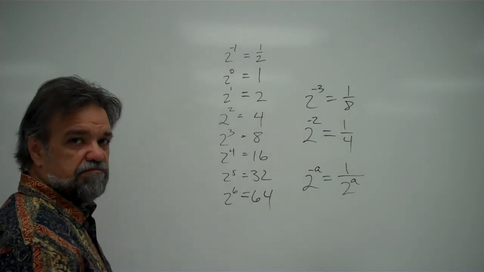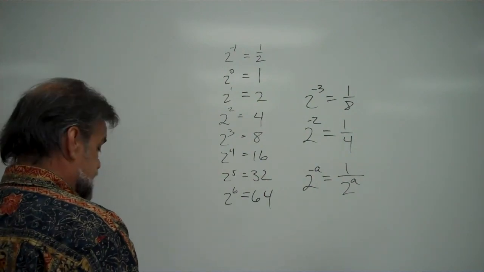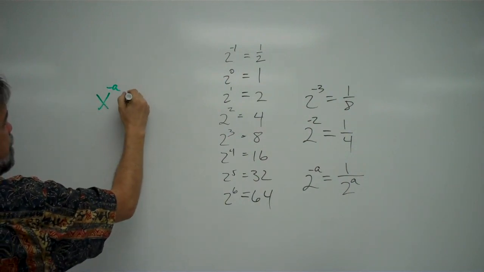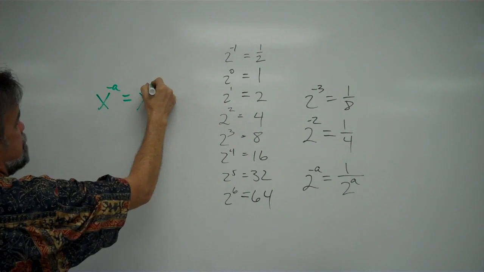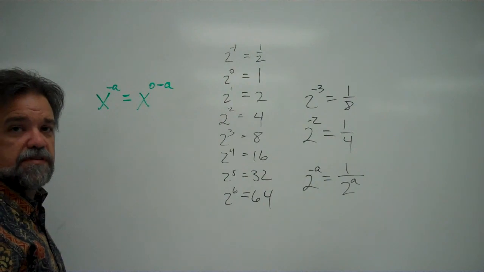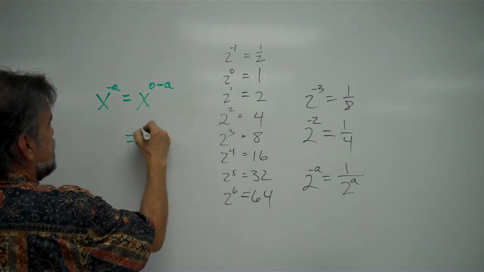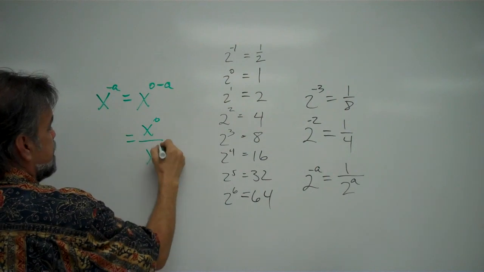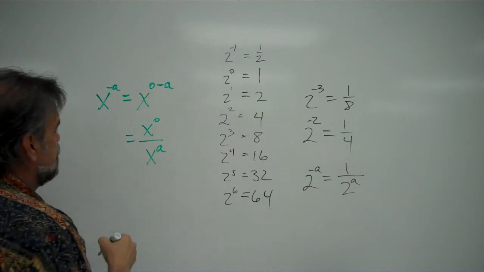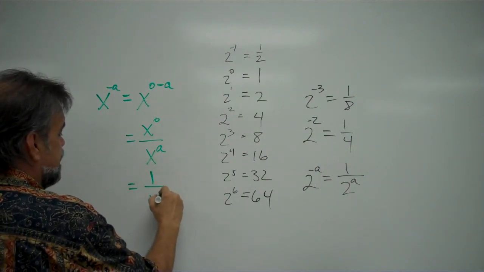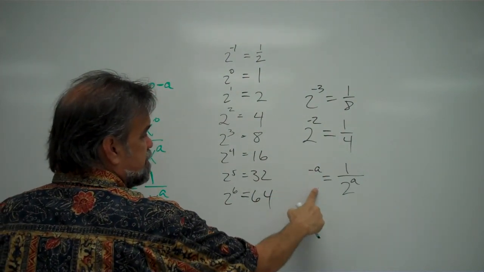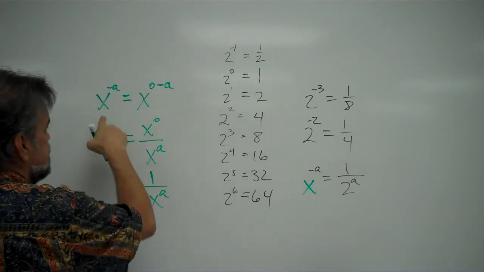Well, let's see if that's true for just 2 or if it's true for any x at all. Let's say I have x to the negative a power. Well, that would be x to the 0 minus a power, right? If I'm subtracting exponents, that's the same thing as dividing the numbers, so that means it would be x to the 0 power divided by x to the a power, right? Well, x to the 0 power, didn't we decide that was 1? So that just equals 1 over x to the a power, and sure enough, that's just what we saw right here. Instead of saying 2 to the negative a power, we're saying x to the negative a power.